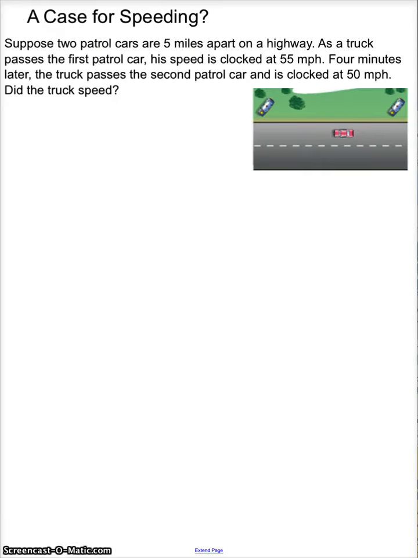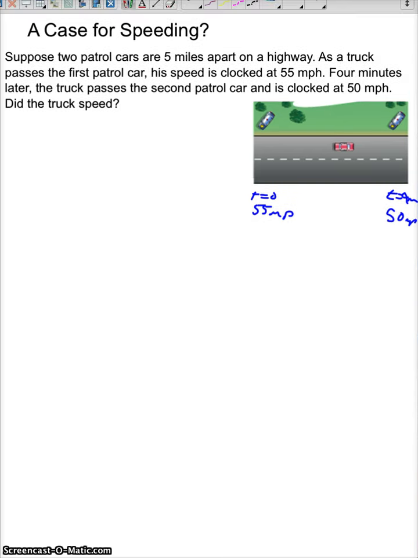All right. Now, police officers don't do this, but it would be kind of cool if they did. You're driving along the road and you see a police officer and you are doing exactly 55 miles an hour. You're good. So at t equals 0, you're doing 55 miles per hour. Now, 4 minutes later, so this is going to be t equals 4 minutes, you pass a second patrol car and you're doing 50 miles per hour. No chance of you getting a ticket, right? Well, let's see. If your police officers were calculus savvy, you might be in trouble.